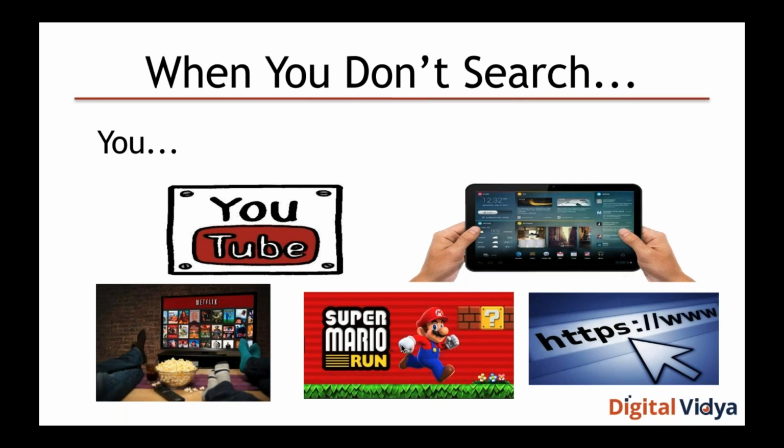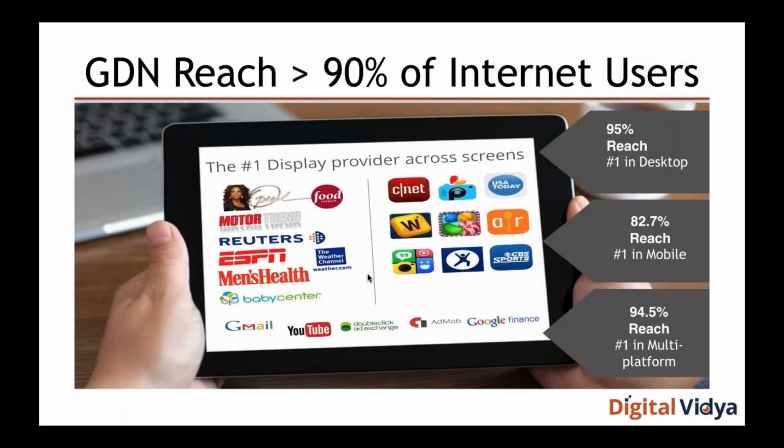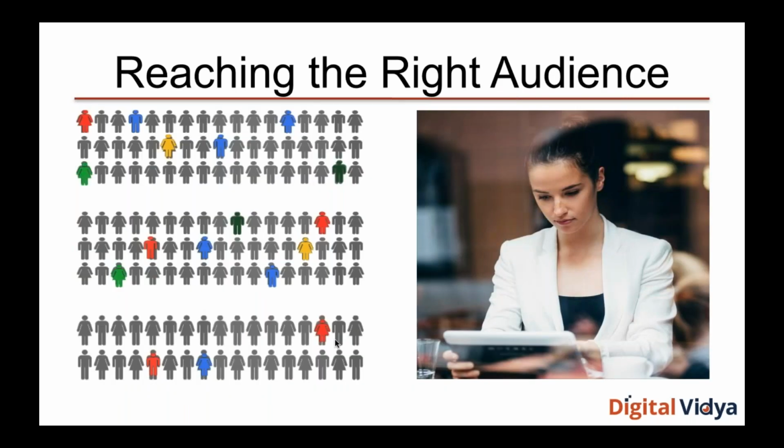So YouTube, gaming, browsers, different mobile apps, everywhere, and tablets, of course. So mobile, tablets, computers, these are the three distinctions they make in devices. GDN reach is more than 90% of internet users.